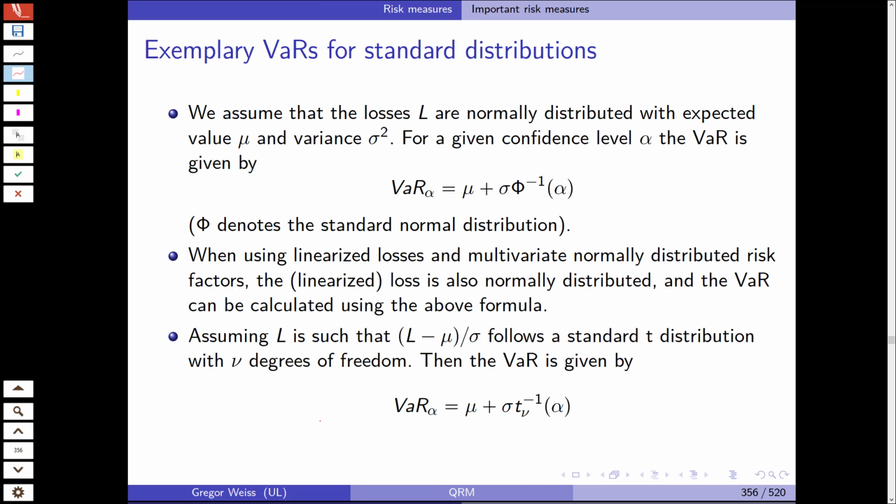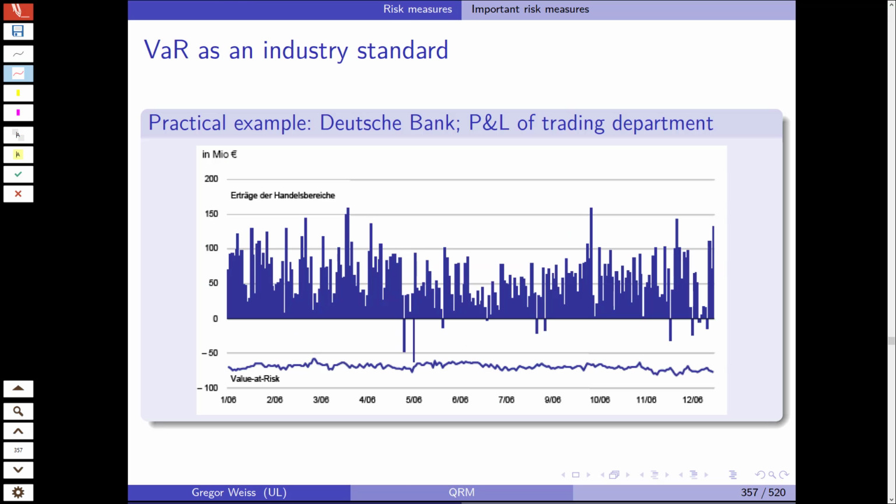And assuming that the losses are normally distributed with expected value mu and variance sigma squared, for a given confidence level we can immediately calculate the VaR analytically for a normally distributed loss distribution. The VaR alpha is simply given by mu plus sigma times the quantile function. The same thing here for a standard t-distribution with nu degrees of freedom. Also we need the expected value, we need sigma, and now we need the quantile of the t-distribution. Very simple. Let's take it to practice.